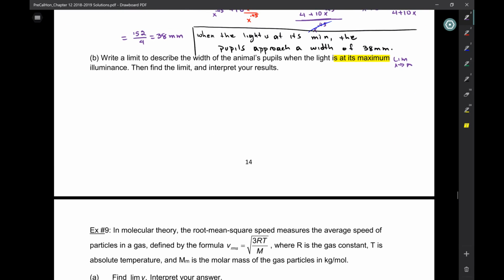It depends on the context. It depends on the context. In this prompt, okay, but here the infinity is not the width, it's the illuminance. Right, so, but like there will be problems where it will be negative infinity, so just watch for the context. Okay, so here I'm going to have the limit as x approaches infinity of that wonderful function.